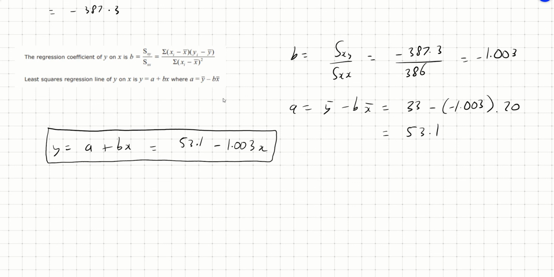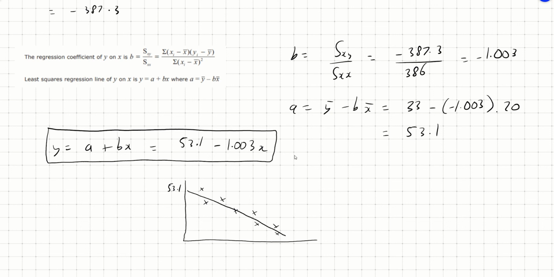If you were to plot this on a graph, it's going to be downward sloping with gradient minus 1, and it's going to intercept here at 53.1. And if you actually plotted all the data points, you'll probably get something that looks like this. I don't know exactly, but this sort of shape is a best fit line of our data points.